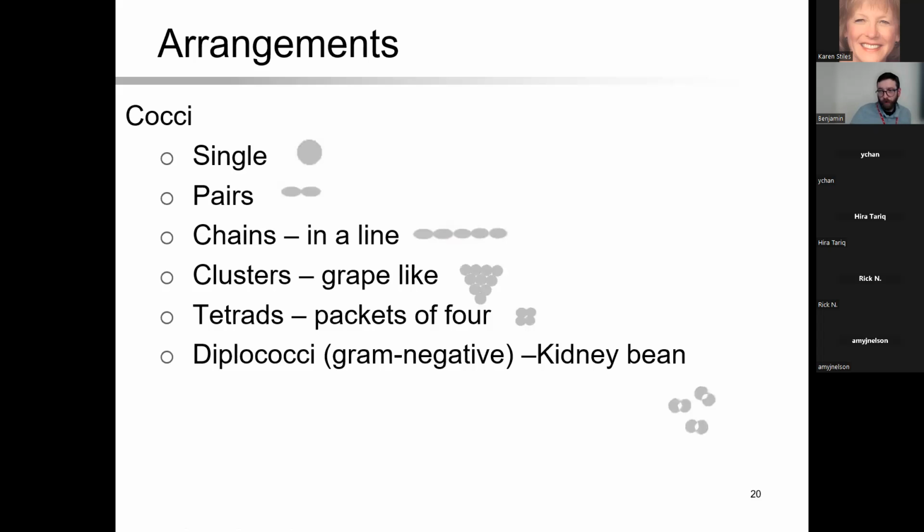And then some pretty common arrangements that we see in the lab. You can have single cocci. More commonly, you'll find them in pairs or chains or clusters. And then these diplococci, these are actually gram-negative. Single, pairs, chains, grape-like, and tetrads are going to be more commonly gram-positive. But these are gram-negative diplococci, and they do kind of have this little kidney bean shape, and they'll be in pairs. These can also be kind of hard to spot on the gram.